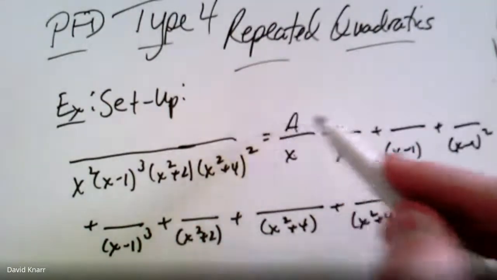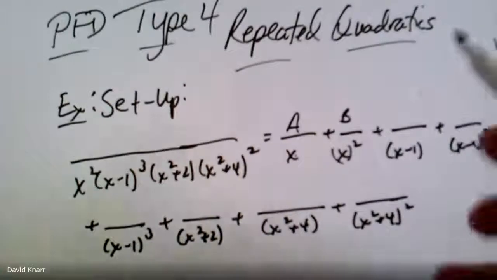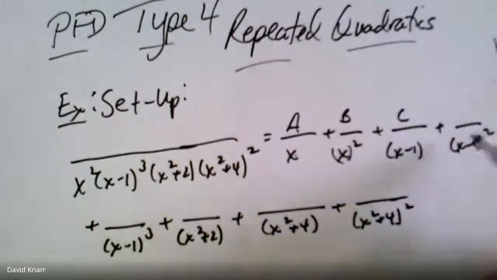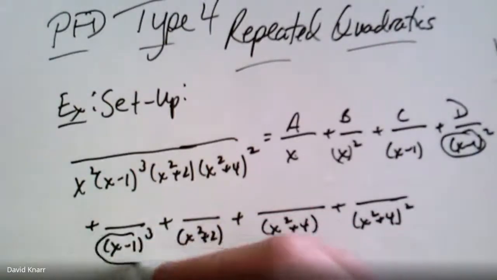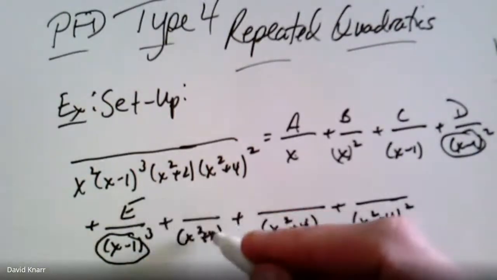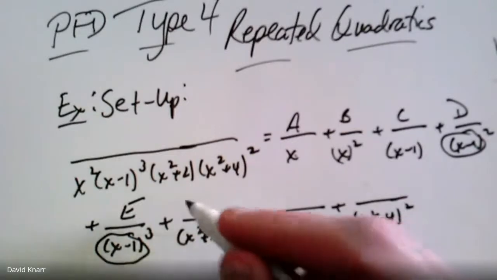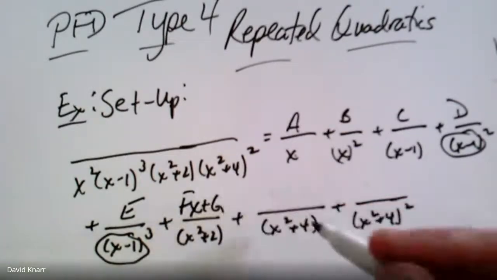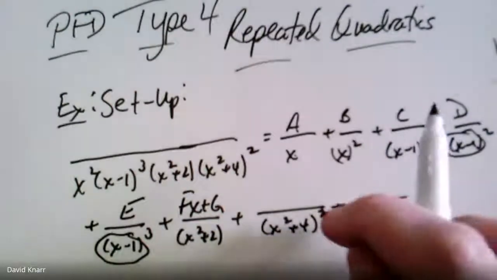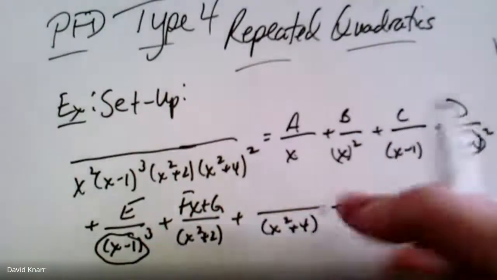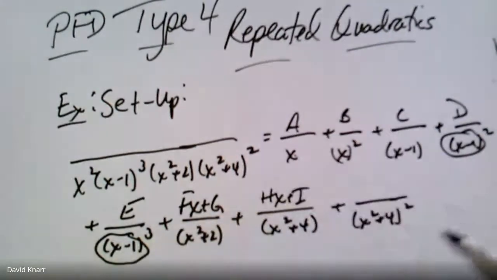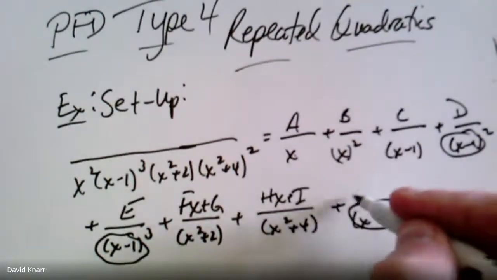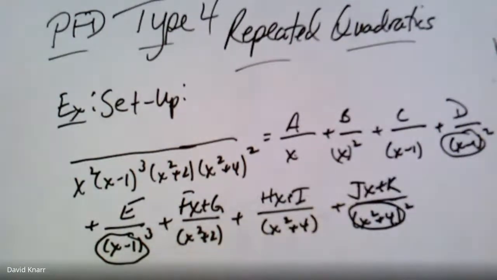On top of the x goes A. This is a linear factor. B, this is a linear factor. C, that's a linear factor. D, this is a linear factor. E, this is a quadratic factor, Fx plus G. Oops, never mind, that doesn't belong there. This is a quadratic factor, Hx plus I. And this is a quadratic factor, Jx plus K. And that's it, you've set it up.